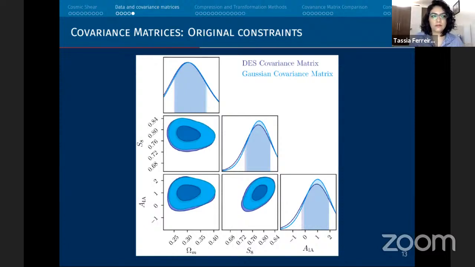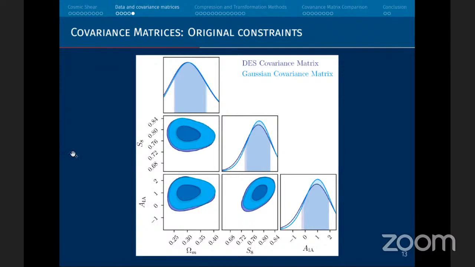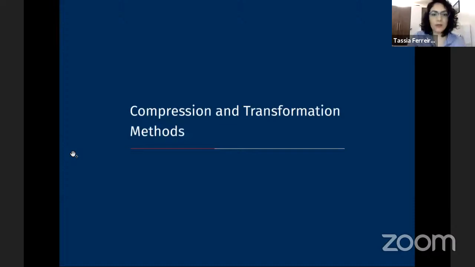Okay, thank you. Sorry, Rogério, I guess that was my confusion. So in the last slide, what is KiDS for the Gaussian is just the code, right? Yes. Okay, sorry. Okay, so let me move on then, if there are no other questions. I'll move on to the compression and the transformation methods.